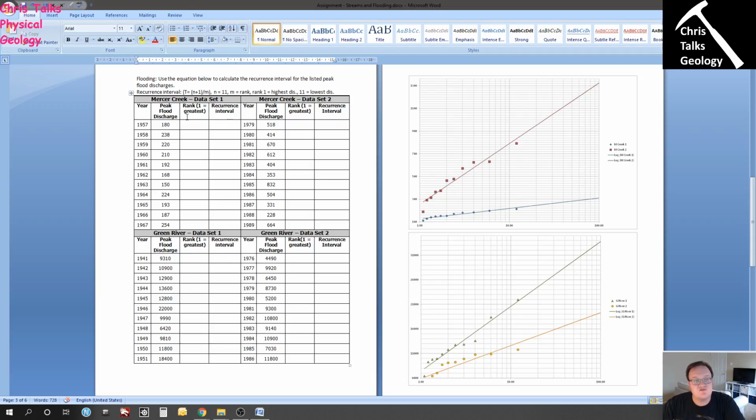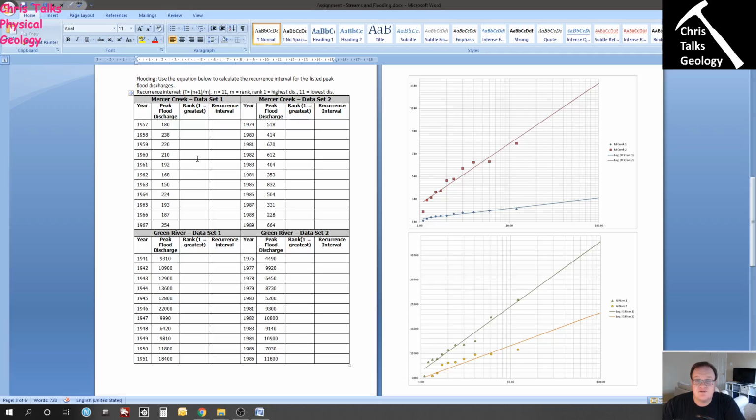Well, on page 3, what we're going to do is try and calculate the recurrence interval. And as you can see, we have 4 distinct sets of data. We have this set of data here, Mercer Creek dataset 1. We have Mercer Creek dataset 2, Green River dataset 1, and Green River dataset 2. Okay, these are separate tables of data and you will calculate them separately. So how are we going to do that?